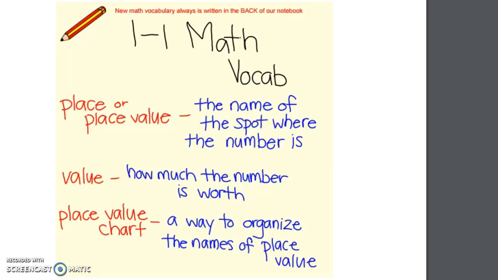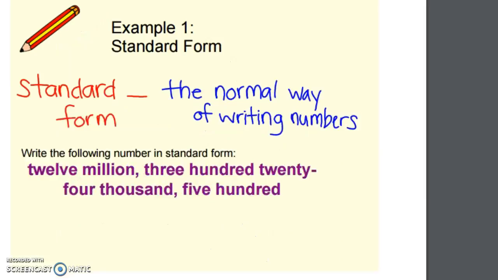If there was a 2 in the 100,000 place, it would be worth 200,000. And the last vocab word is place value chart. This is a way to organize the names of the place values. Each student will be receiving their own place value chart to fill out and use throughout the entire chapter, where you will write out ones, tens, hundreds, thousands, and so on, but you will also write out the decimals, the tenths, hundredths, and thousandths.